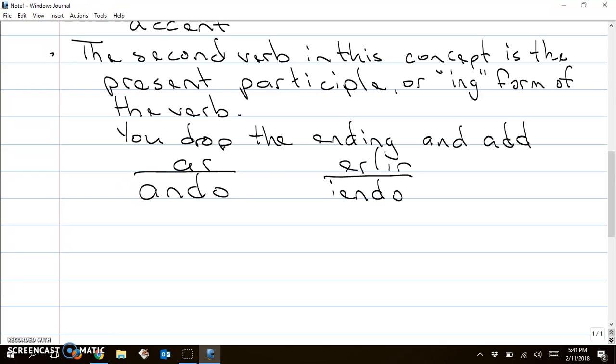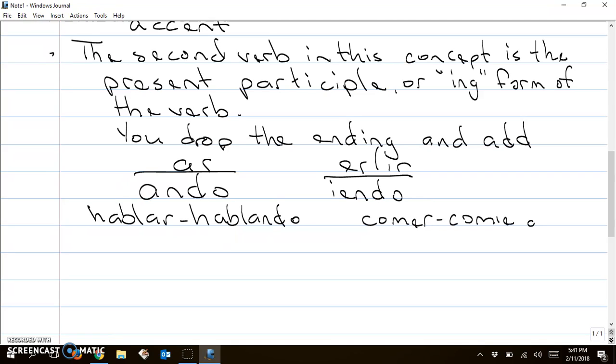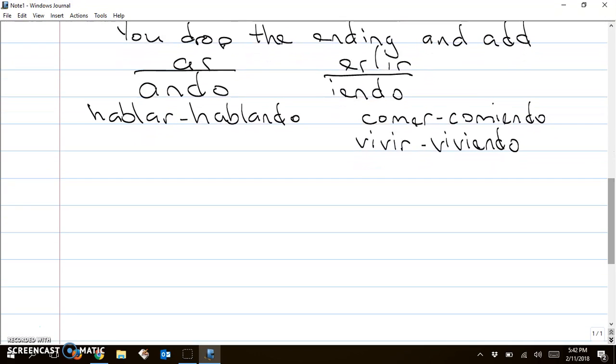So some examples there. Hablar, hablando. Comer, comiendo. Like how I did that? Oops, I totally screwed that up, didn't I? Come on. Comiendo. Vivir, viviendo. So, some basic examples. Second number in your code is an 8.